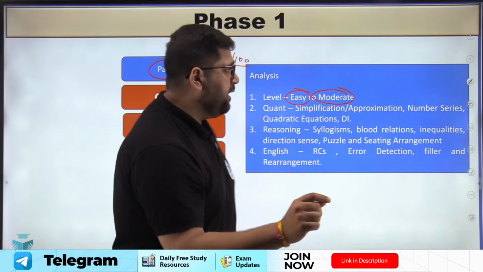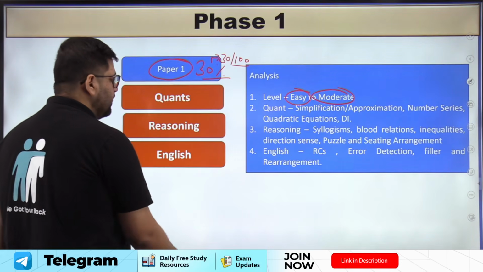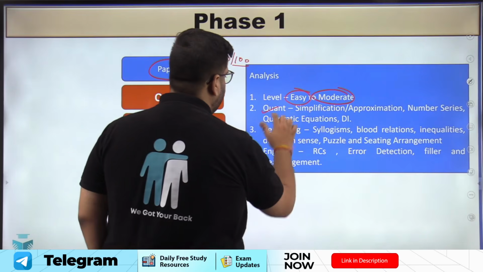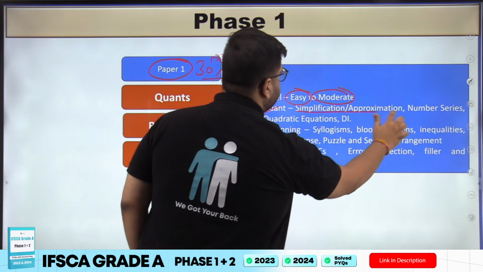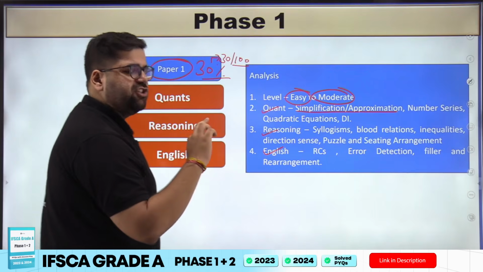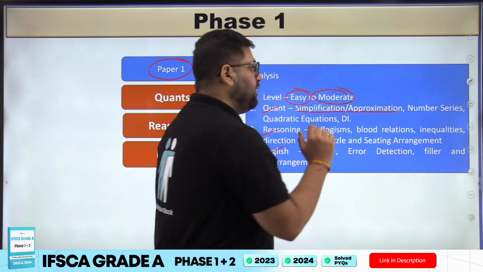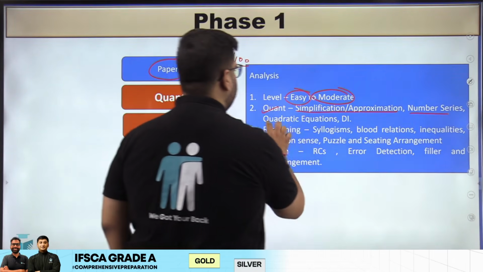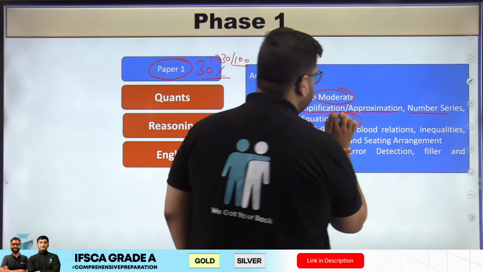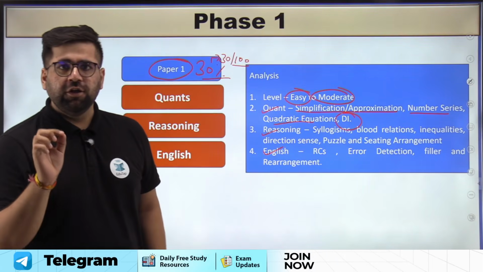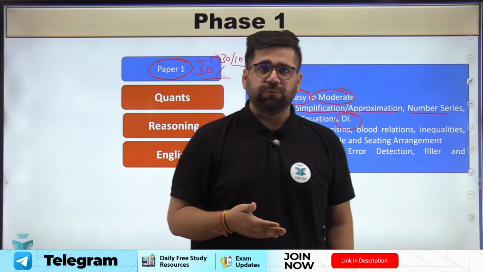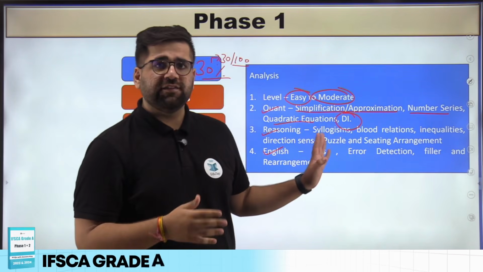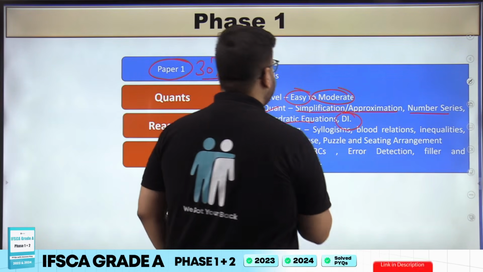Previous year questions also tell us the most important chapters in quant, reasoning and English. Let's discuss them one by one. The first is simplification or approximation. Either simplification will come or approximation will come. Then you have number series, then you have quadratic equations, and by far the most important one is data interpretation. So these are the 4 important topics. If you do even these 4 topics, you can still get a good number of marks in quant.